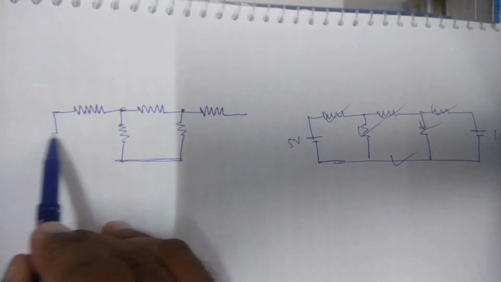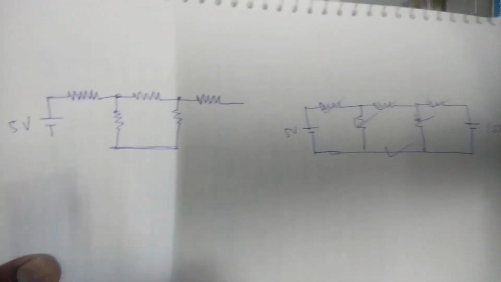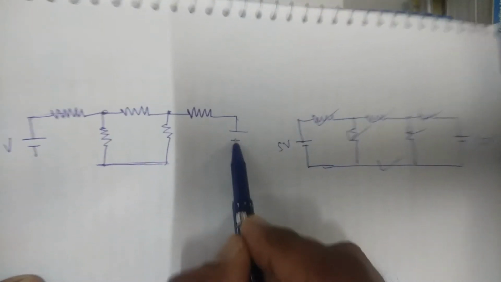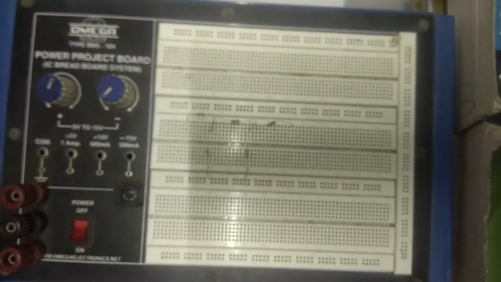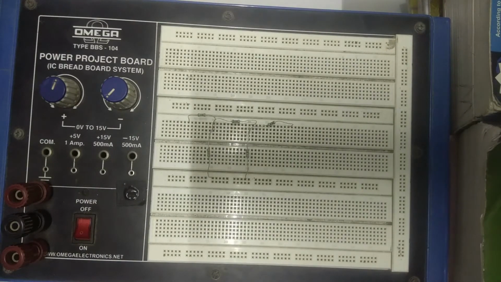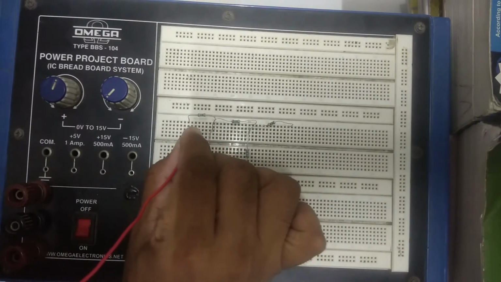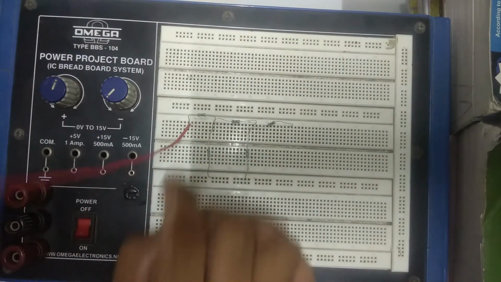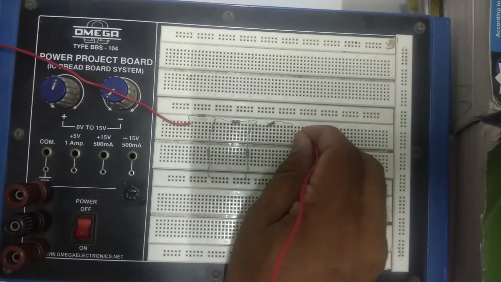So that means what? Positive of plus 5 volt should be connected with this resistor, and positive of 15 volt should be connected with this resistor. Okay, so what I will do, I will take the help of some connecting wires. Okay, so this connecting wire I will take from this point. Okay, why this point? Because it should be connected over here. Second point should be this.